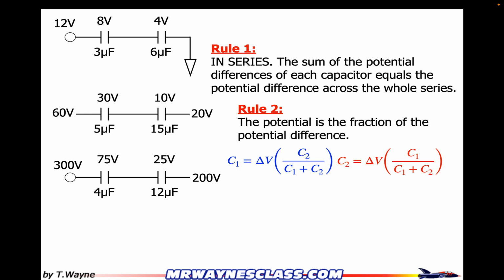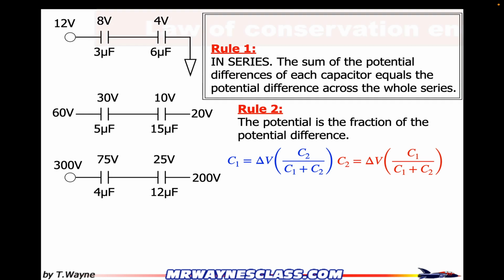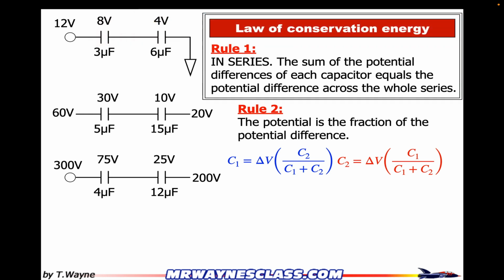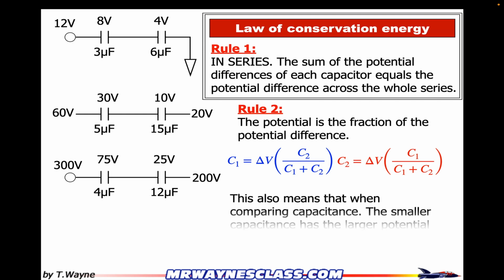Pretty handy. We can use these two rules to figure out a lot of problems without having to go through quite as much math. So, our law of conservation of energy combined with our second rule. Something interesting happens in this, though, just kind of a trend. You can see the smaller capacitor has the larger potential difference, and you can see that in our numbers up there as well.